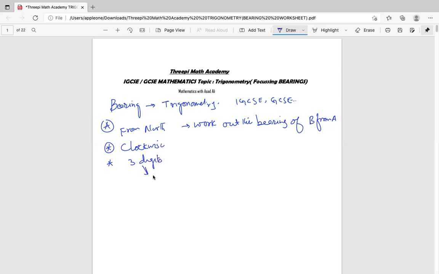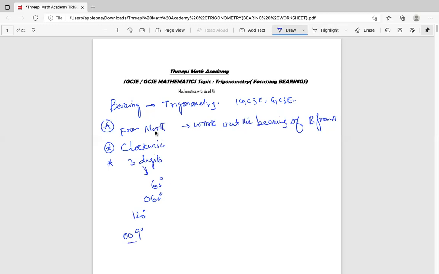What is the meaning of 3 digits? If the bearing is 60 degrees, we will not write 60 degrees, we will write 060 degrees. And if the bearing is 120 degrees, this is already 3 digits, so we will write the angle as 120 degrees. If the bearing is 9 degrees, you will write 009. That's the meaning of 3 digits. I'm also explaining from north and clockwise.